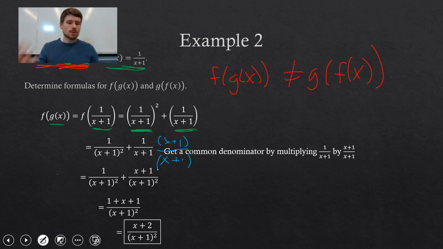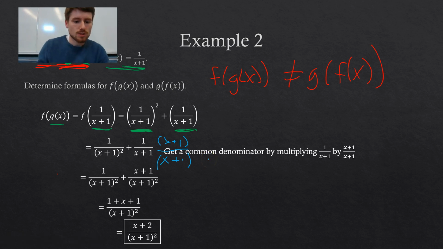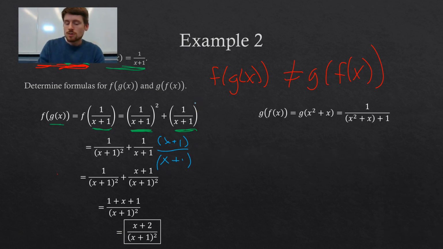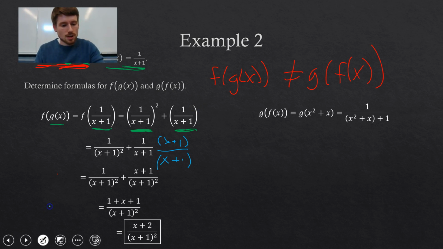X plus 2 divided by quantity x plus 1 squared. Now let's look at g of f of x. So g of f of x is now take f, which is our red function, over here. So we're going to take red, f of x, and we're going to plug that into g. Okay? So f of x is x squared plus x. So we'll replace f of x with x squared plus x. And then we just need to plug that into the function g.